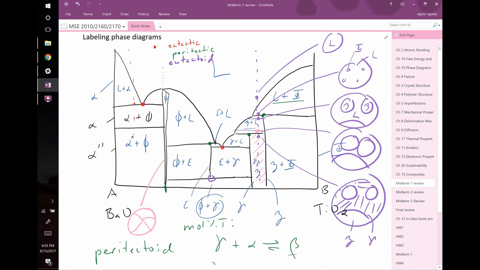Nothing interesting. So the lines are grains. So the lines represent grain boundaries. Okay. Oh yeah, sorry. These lines here represent grain boundaries. So this would be like B phase, B phase, B phase, B phase, but in different crystallographic orientations.